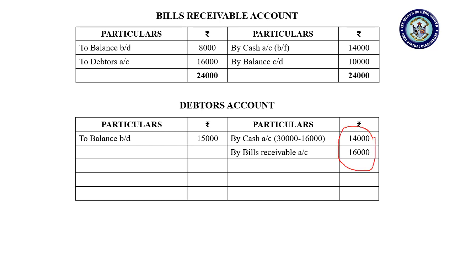So the total of cash received and bills receivable received comes to 30,000. See, the cash and bills receivable received from debtor is 30,000. So cash received 14,000, then bills receivable received 16,000. Total it comes to 30,000. So by bills receivable account 16,000.